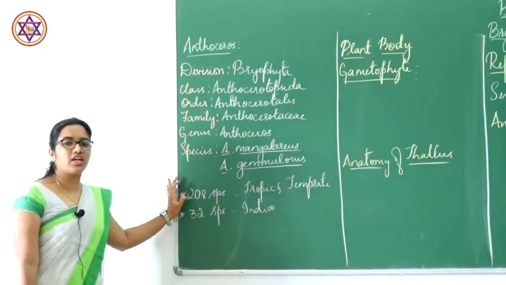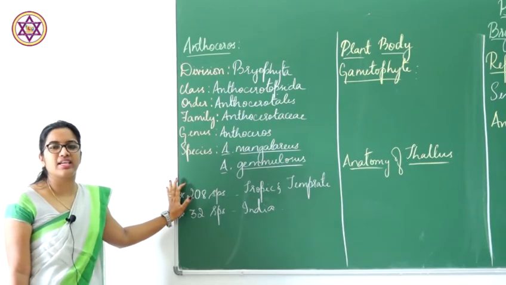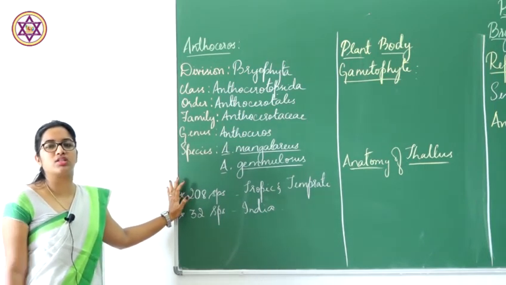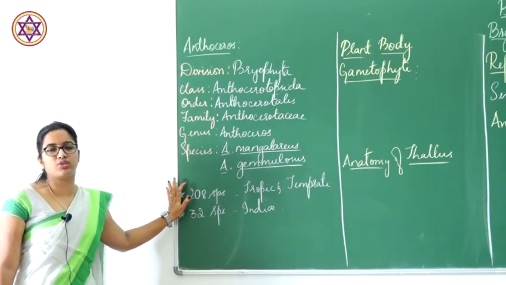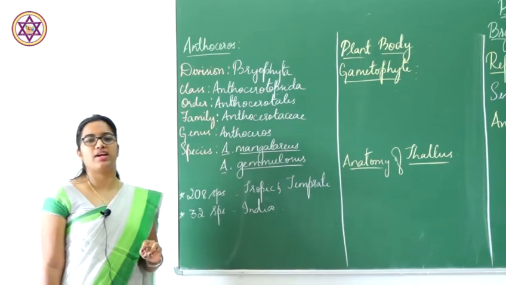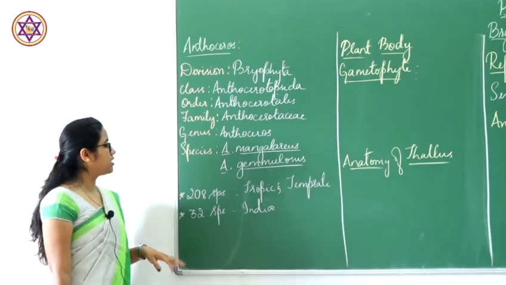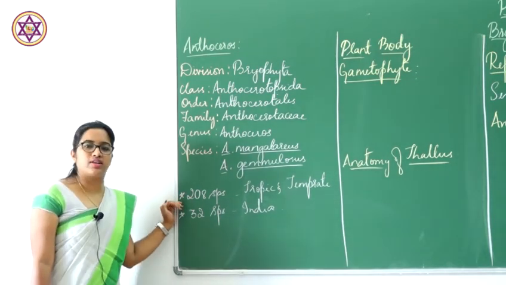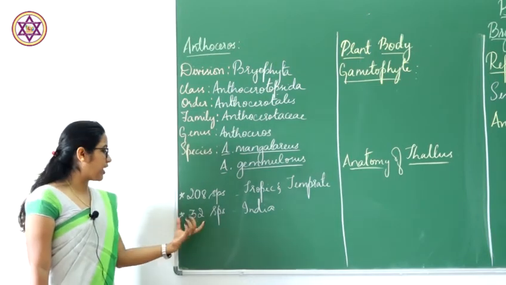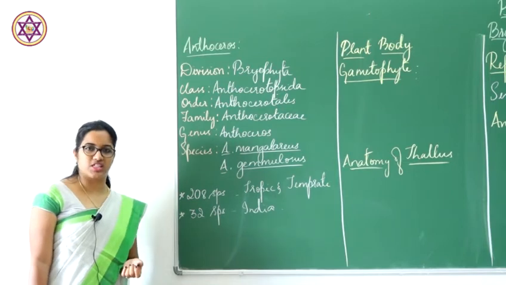Now, talking about its distribution, it is present worldwide. What type of temperature, what zones are they comfortable to live in? It is the tropic and the temperate zones wherein you can find these species. Across the world there are about 208 species, whereas in India we have only 32 species.